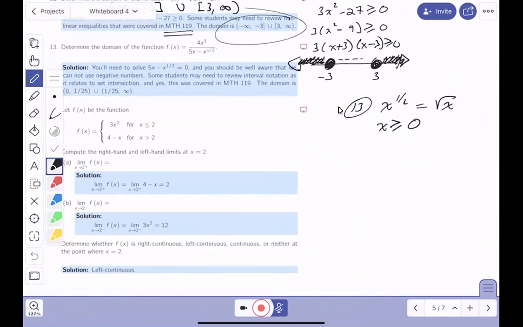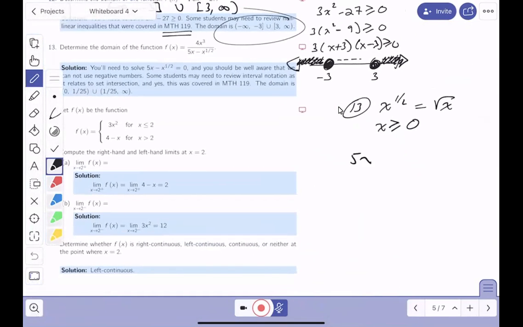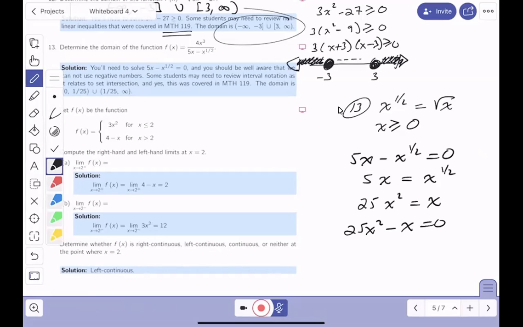The other problem I've got is I wonder, when does 5x minus x to the 1/2 equal 0? I don't know. I got to figure that out. The way I would do that is I probably would do this over here. And then I'd square both sides. I would get 25x squared is equal to x. Then I get 25x squared minus x equals 0. I'd factor an x out. And what do you get? You get 25x minus 1 equals 0.